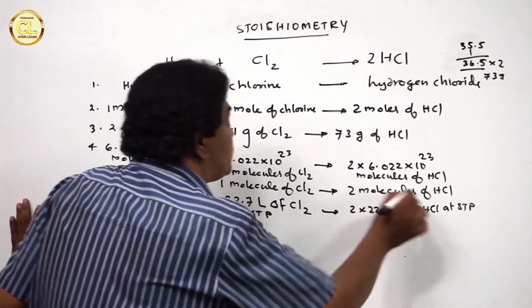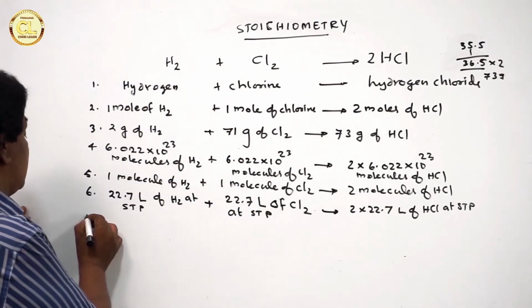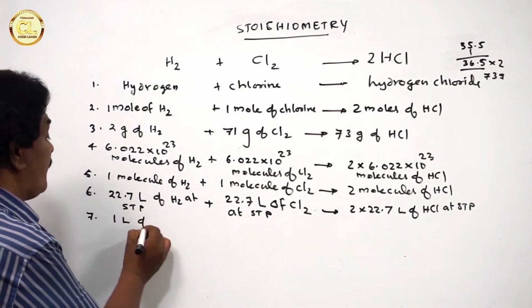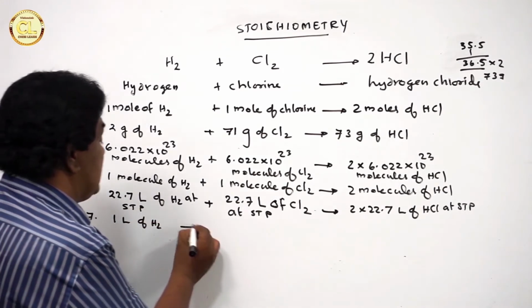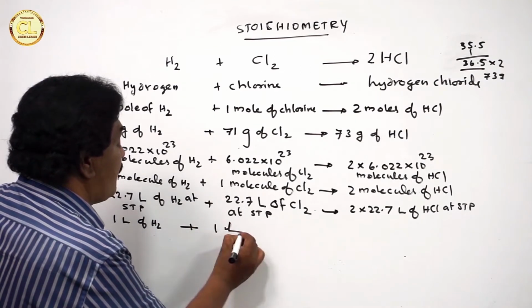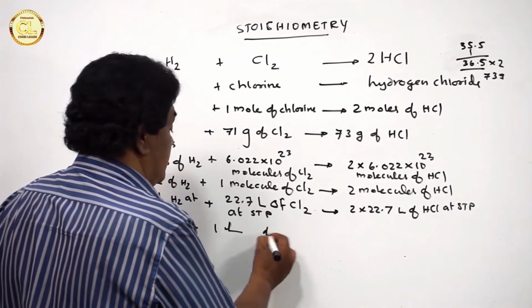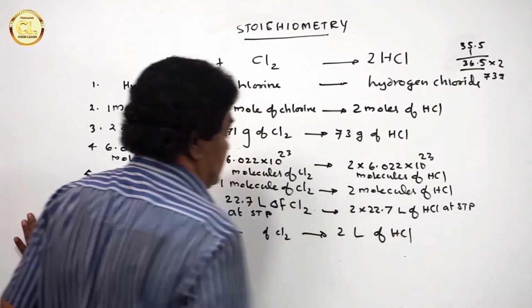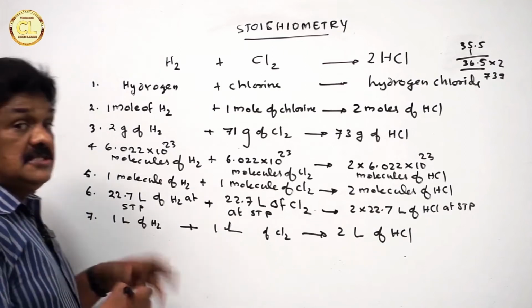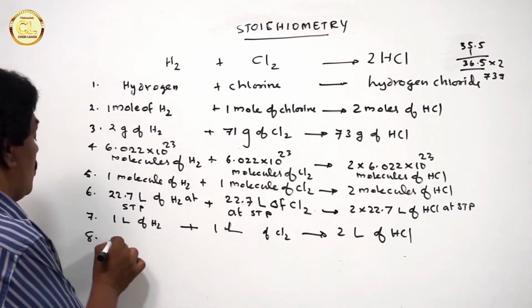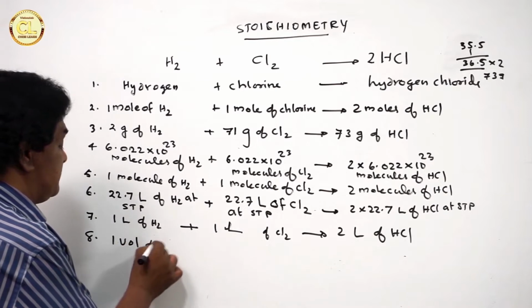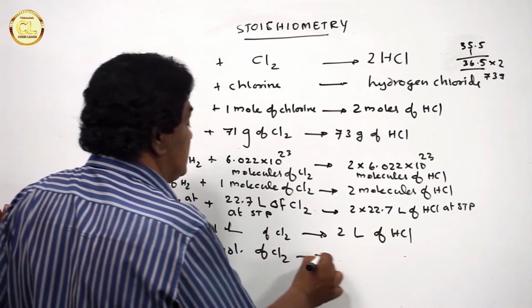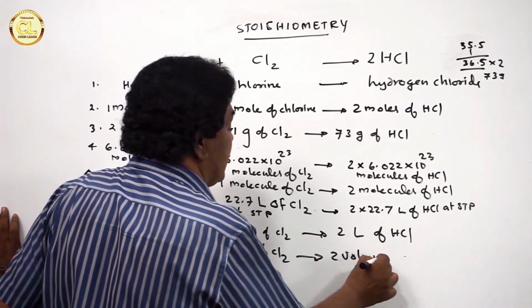Now, let us divide throughout by 22.7. See, the 7th meaning: 1 liter of hydrogen plus 1 liter of chlorine gives 2 liters of hydrogen chloride. Generally we can say that 1 volume of hydrogen plus 1 volume of chlorine gives 2 volumes of hydrogen chloride.